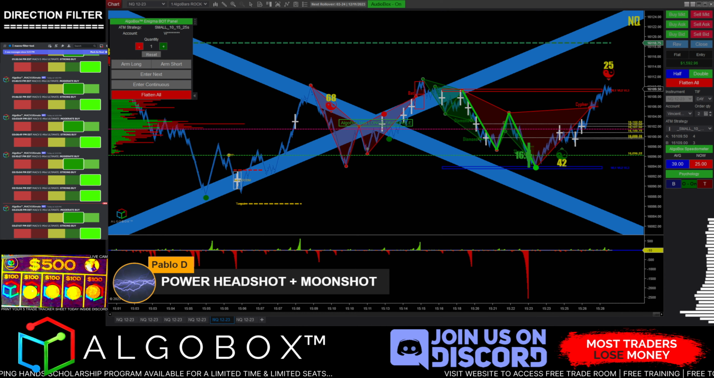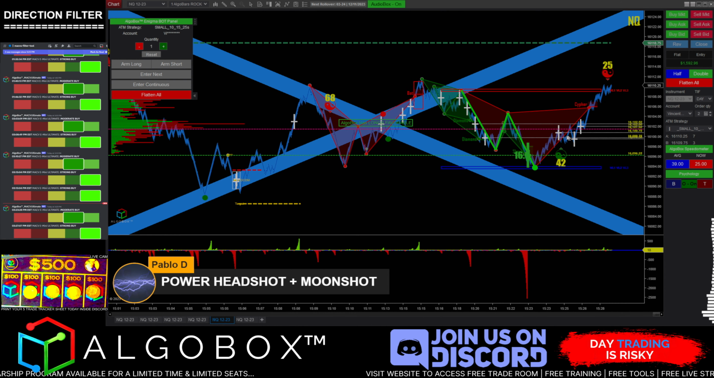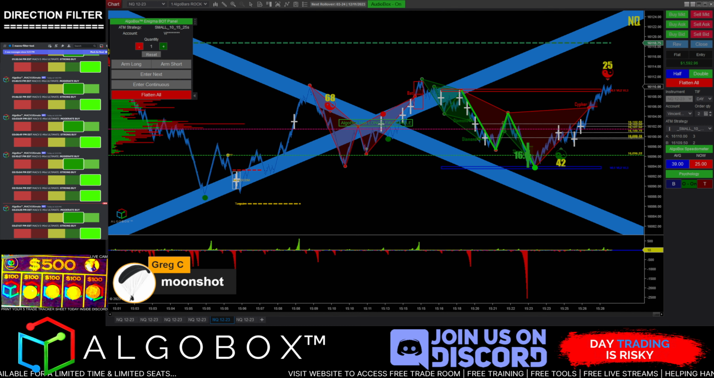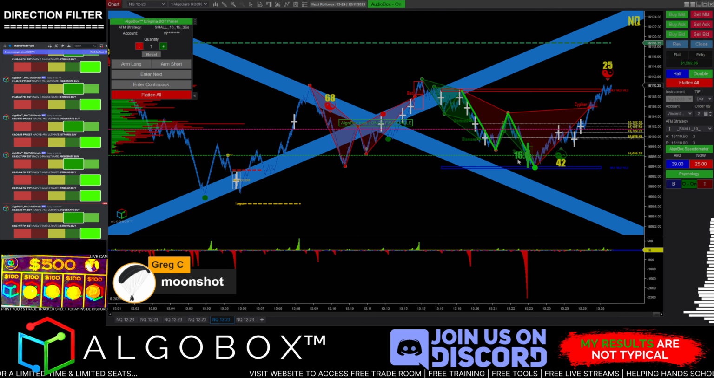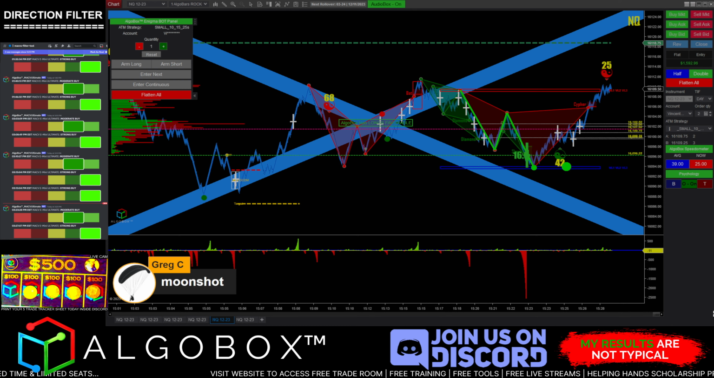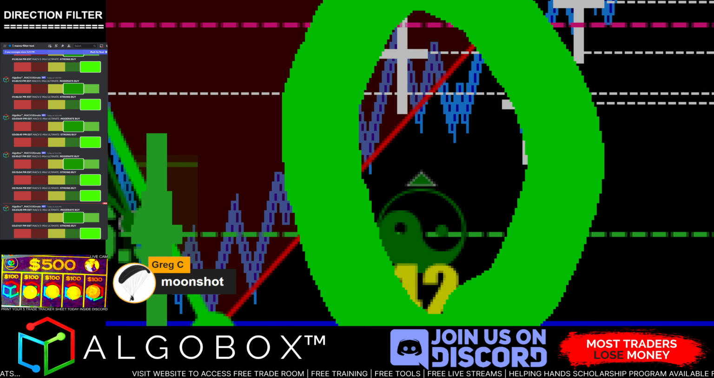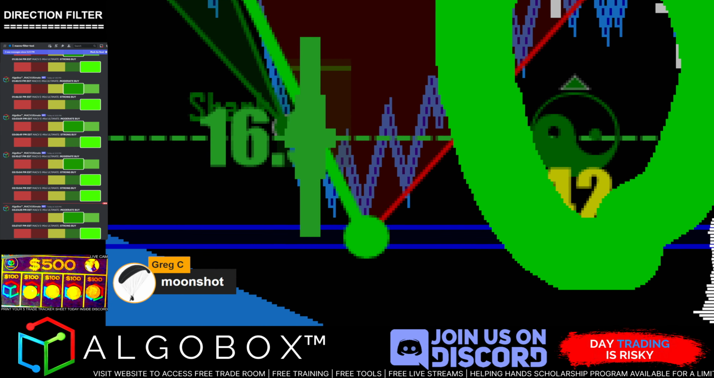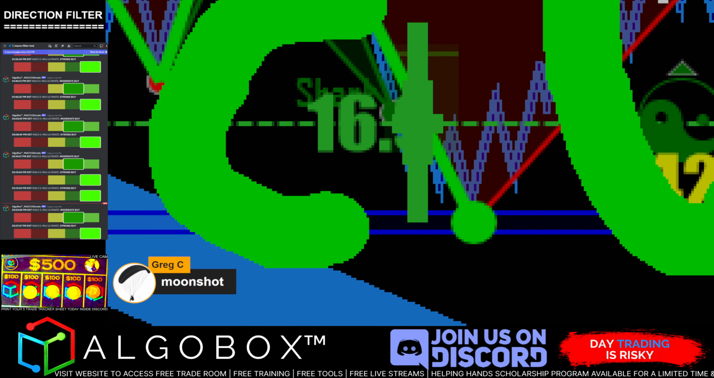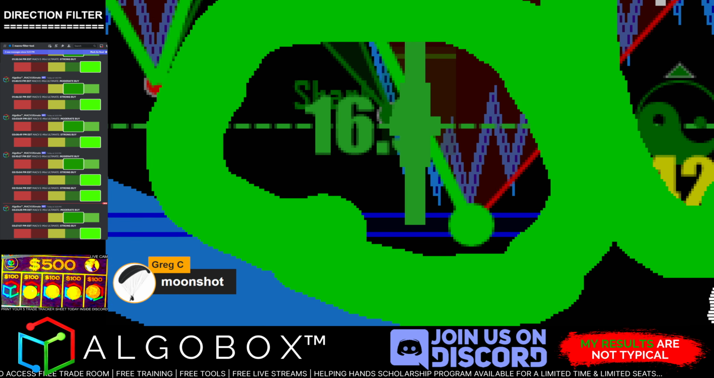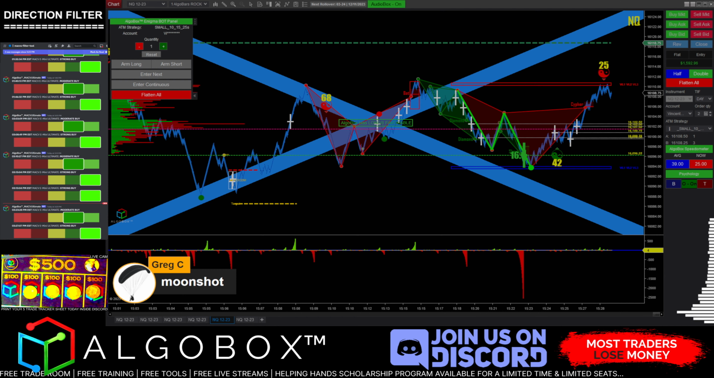Pablo says power headshot plus moonshot. Well, the moonshot is over here. There's still more. I think we got the moonshot, but I'm talking about this part in front of it. So yes, those who said moonshot, boom, this is the moonshot. Absolutely. Now, what about this? What all's going on right here? What do we got? That's the bonus. We got anybody getting on the bonus?